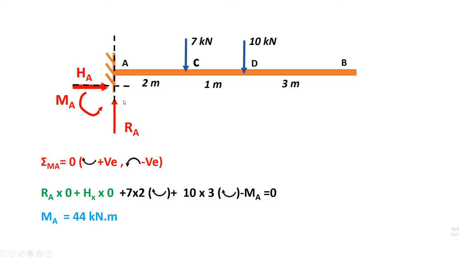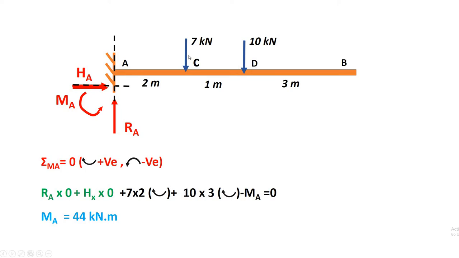For reaction at A, we don't have any distance from A point, so reaction at A into 0, and horizontal reaction at A into 0, because we are taking the moment about A and we don't have any distance of these 2 forces about A point. So RA into 0 and HA into 0.